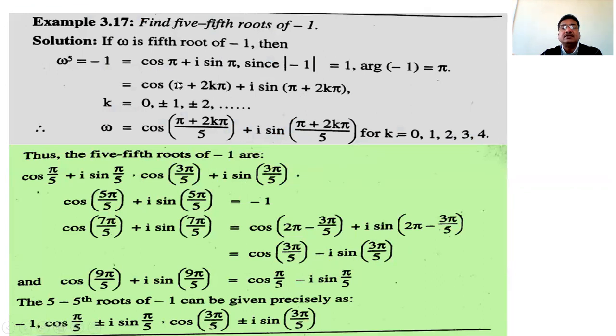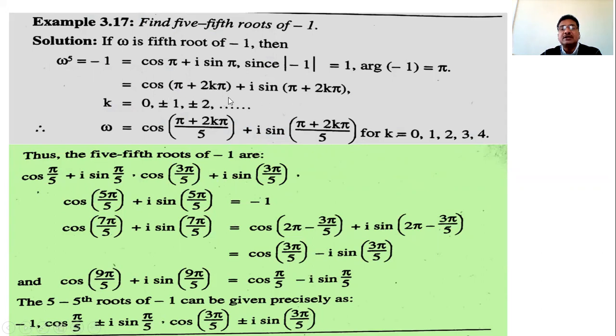In the pi, that is pi plus 2k pi. K runs from 0, 1, 2, 3 up to infinity. And then take the 1 by fifth power. So w is what? Shift this power 5 to right side. So it becomes this bracket raised to 1 by 5. And this bracket raised to 1 by 5 is what? By using De Moivre's theorem, 1 by 5 into this.